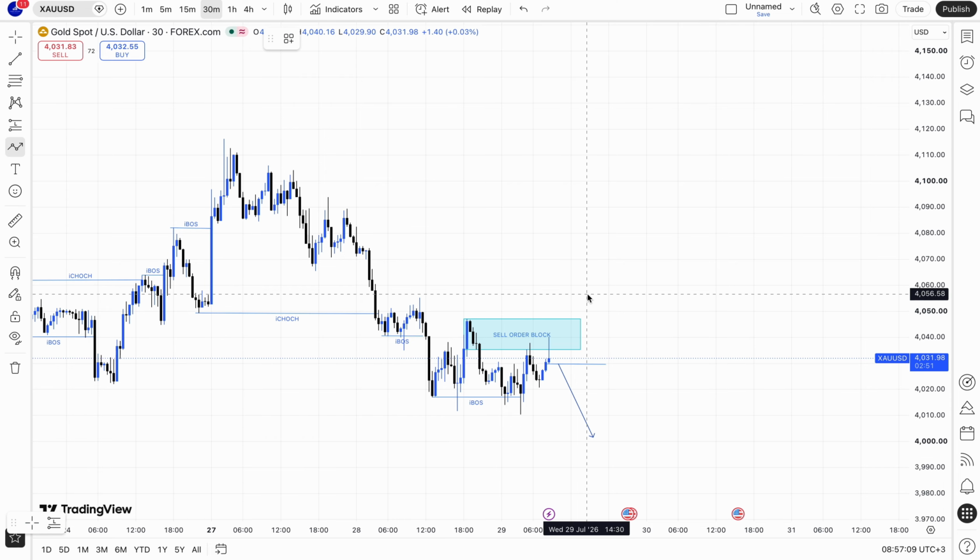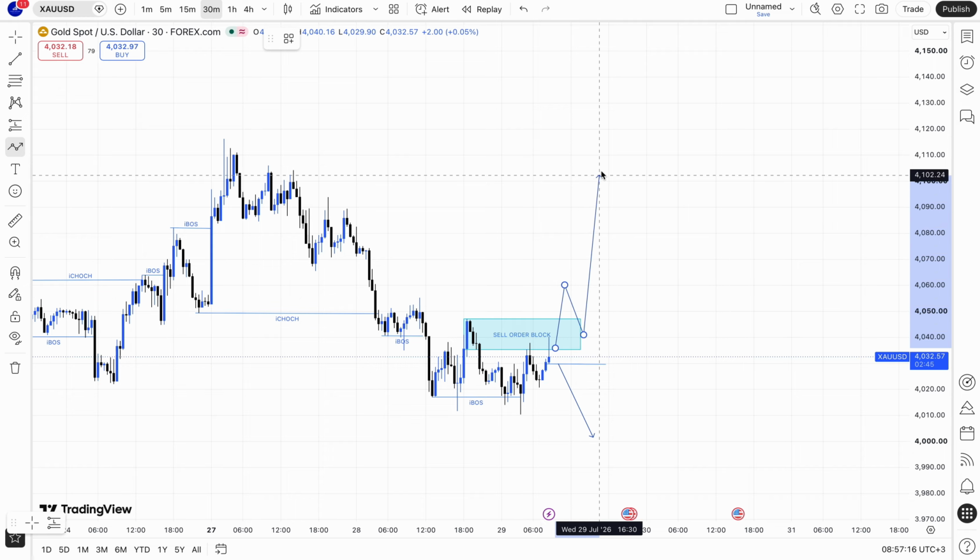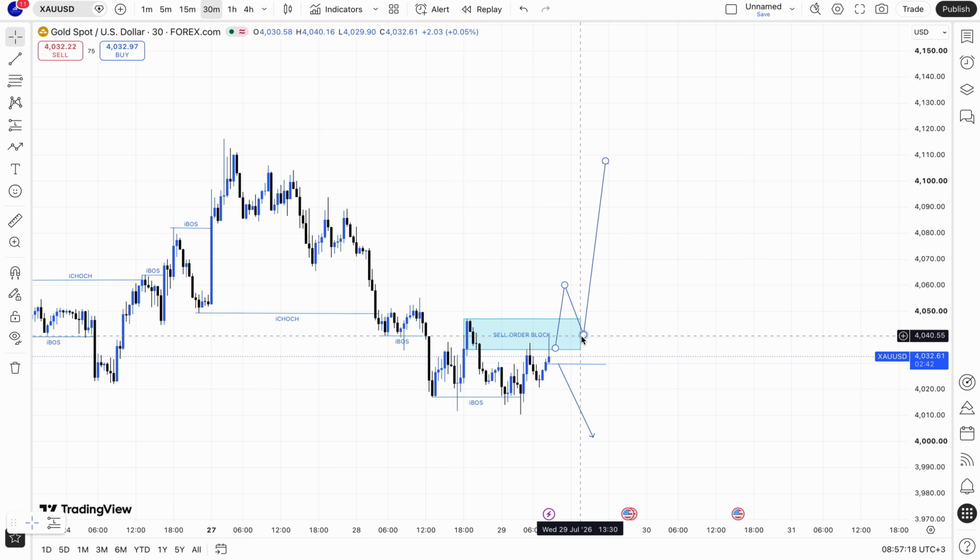Then scenario number 2, if we don't get that confirmation, then you're going to wait for the break here, then a retest here, then a continuation to the upside, right? Those are 2 scenarios that I'm focusing on for gold today.